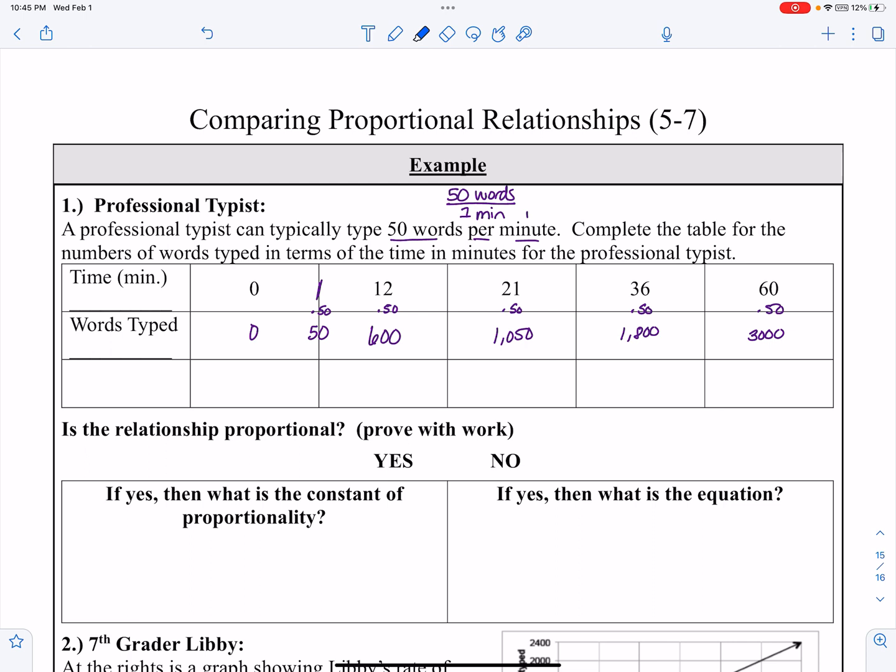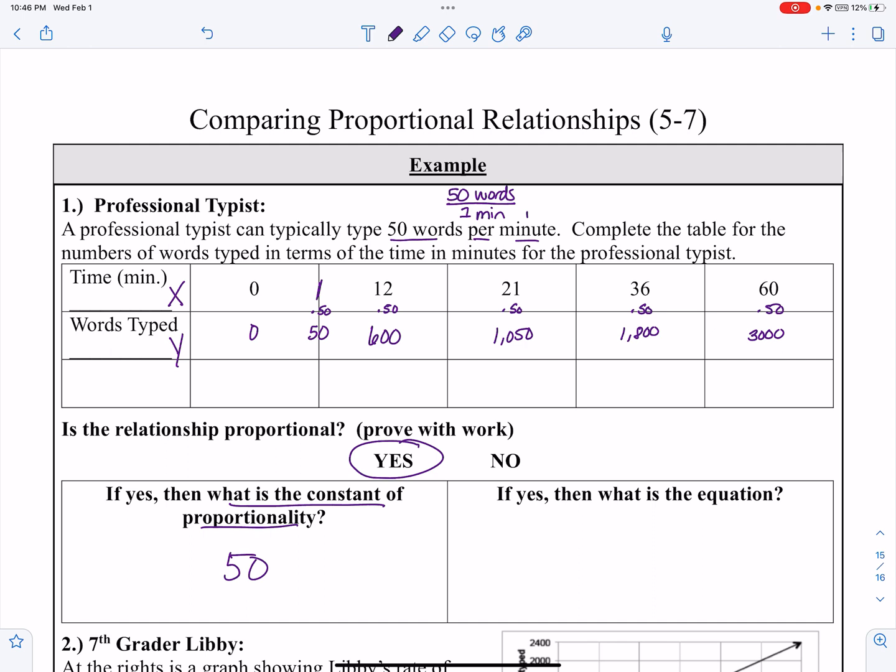We also know that time has to happen for us to then get the words typed. And so time is going to be our X. I want you to label that there, but not with a giant highlighter. And words typed is going to be our Y. We already know our constant of proportionality is 50. So is this relationship proportional? Yeah, because they have the same constant of proportionality. And so we can actually answer this. What is the constant of proportionality? Well, it's 50. We already determined that.